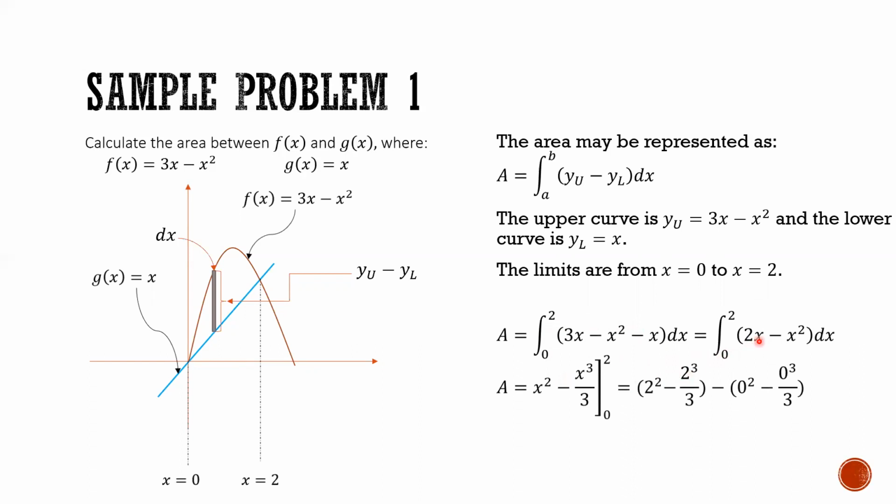Integrating, this is going to be integral by power for each of them. So this is going to be x squared, and the second term will be x cubed over 3. Now apply the limits. For the upper limit, we substitute into the antiderivative, and then for the lower limit, we do the same thing, and then we just subtract them. Therefore, the area of that particular region is equal to 4/3.